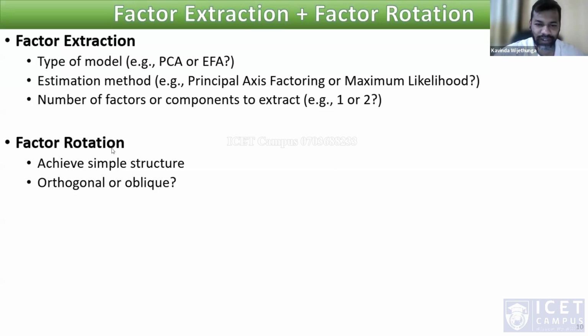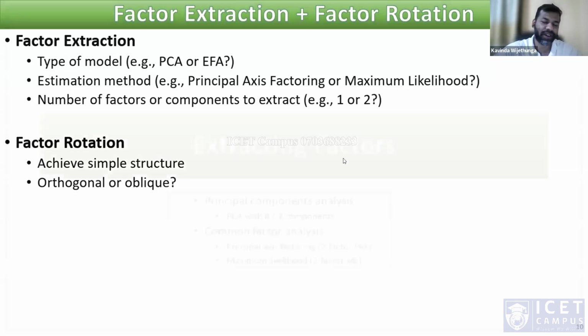The next thing is factor rotation, to achieve simple structures, orthogonal or oblique. Sometimes we have to use this factor rotation. So how many times we have to do this factor analysis to extract these factors? Therefore we call these factor rotations. Normally we are doing this factor rotation 100 times or more. Right. So then extracting factors.